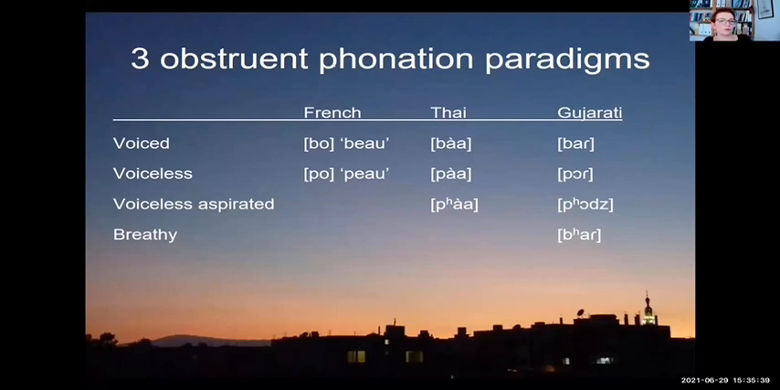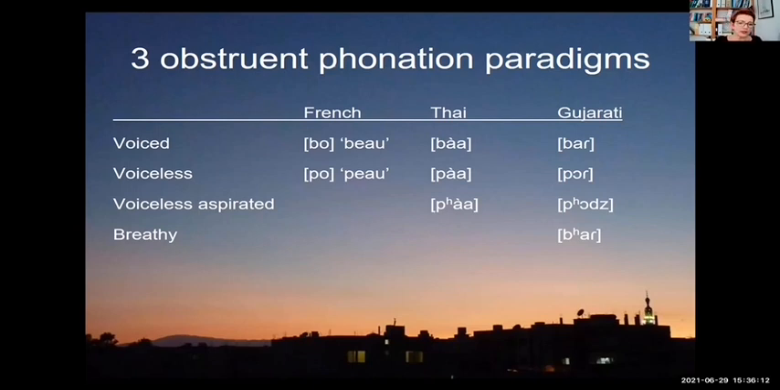So we find 3 types of phonation paradigms across languages, as we see, for instance, between, let's say, French and Thai and Gujarati, such that French has voiced versus voiceless, ba, pa. Thai has voiced versus voiceless aspirated, ba, pa. And Gujarati then has an additional breathy contrast. Okay. So other languages then have ejectives and some have implosives in their phonation systems.